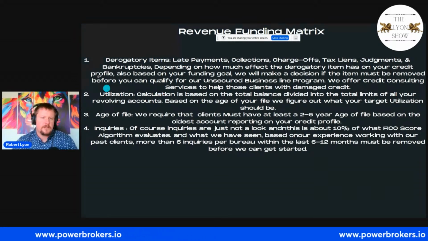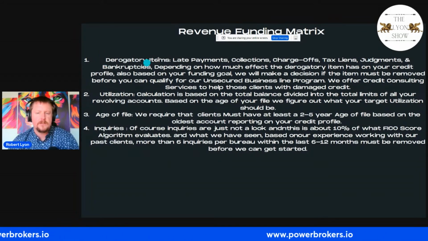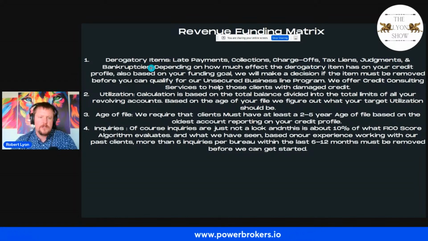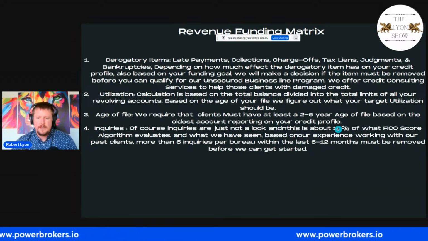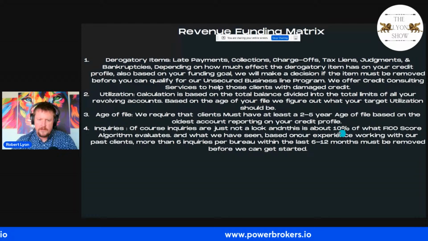Revenue-based funding matrix. All right, same thing. You really don't want to have any derogatories, no late payments, no judgments, no bankruptcies on your business. Your utilization should be below 15%. You want to have the age of your profile at least 2 to 5 years, and you want to have as little inquiries in the last 6 to 12 months as possible. All right, but revenue, it's only 10% for inquiries. So revenue inquiries don't matter as much.